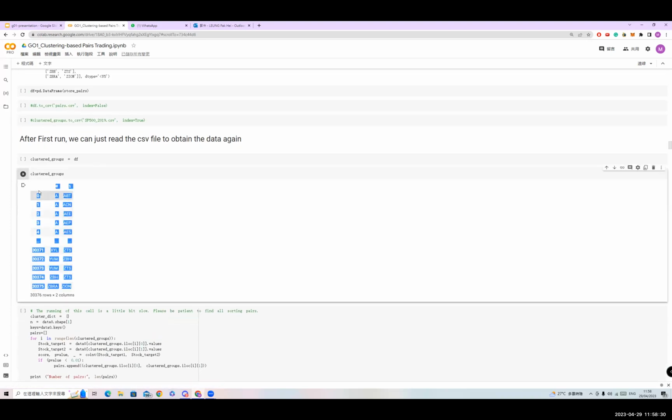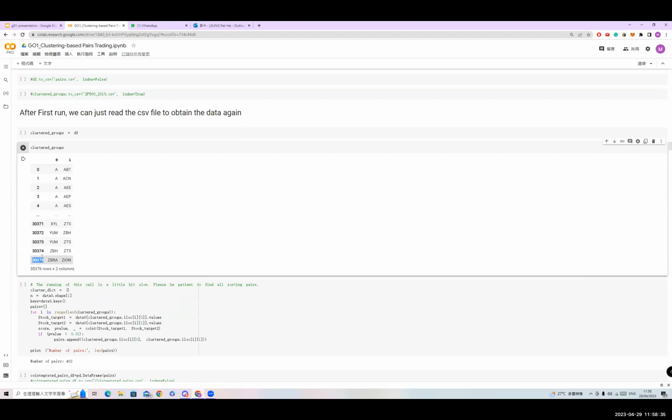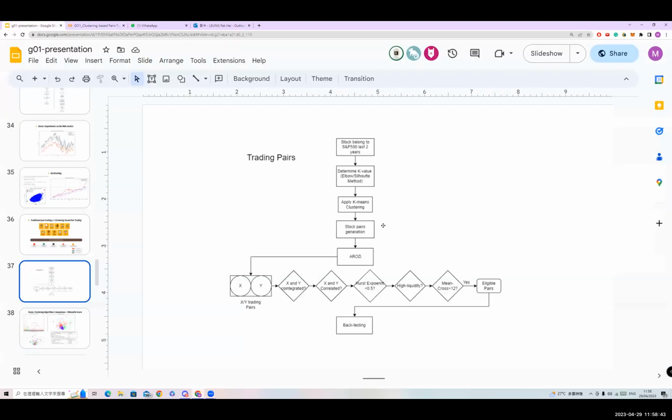So we will find pairs of 2, and we can see the number of pairs is actually 30,000, which is too many, and we want to find the most promising pairs. So that's why we have to apply different filters.